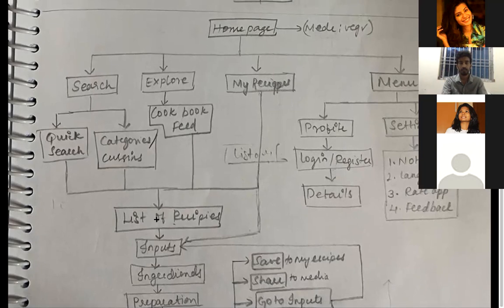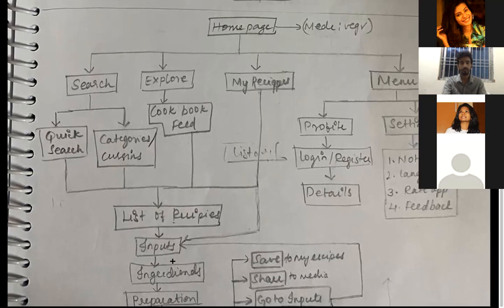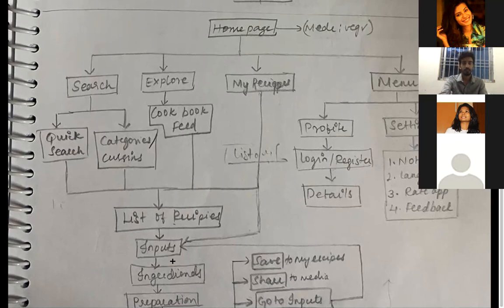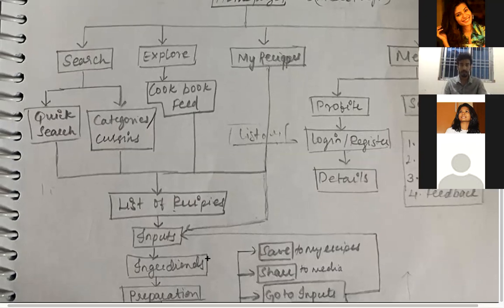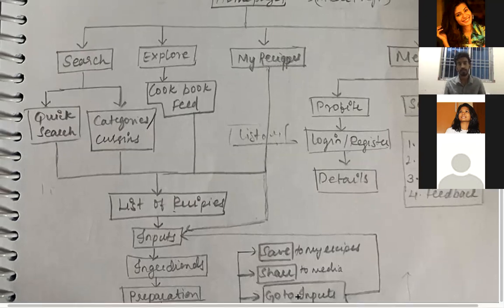So from that, when you click on one particular recipe, there'll be a page where you put all the inputs, like I said, the type of rice or the number of serves, and then it will generate the ingredients with their quantity. It will generate the quantity and then the preparation of the recipe. From this we can either save or share to media, or go back to inputs.